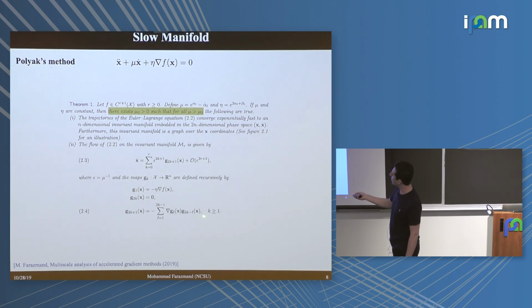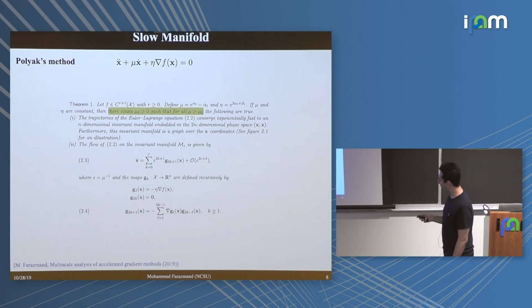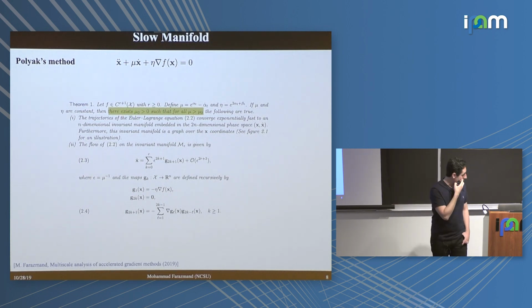are defined recursively. The first function only depends on the gradient of f with the parameter eta in front of it. All the even order terms vanish, and the odd terms are, as I mentioned, recursively defined in terms of the previous g's. One thing that I've highlighted is that it says that there exists a mu naught for which if mu is larger than that value, then you will have the existence of this slow manifold.